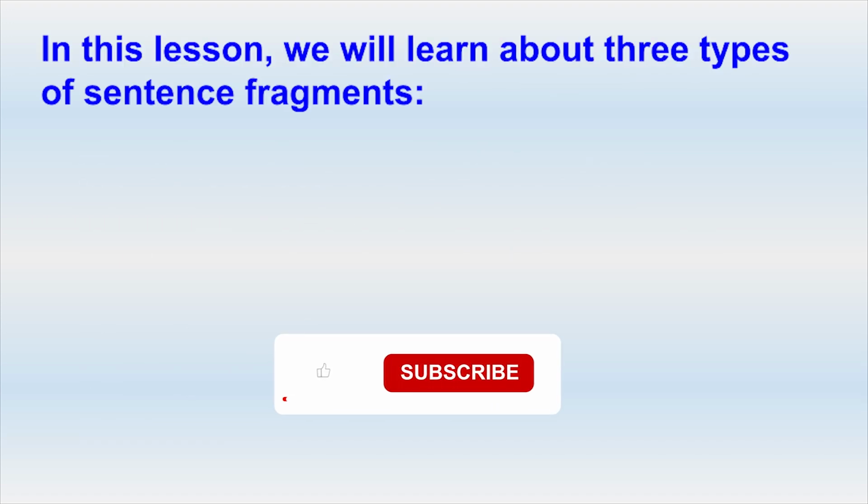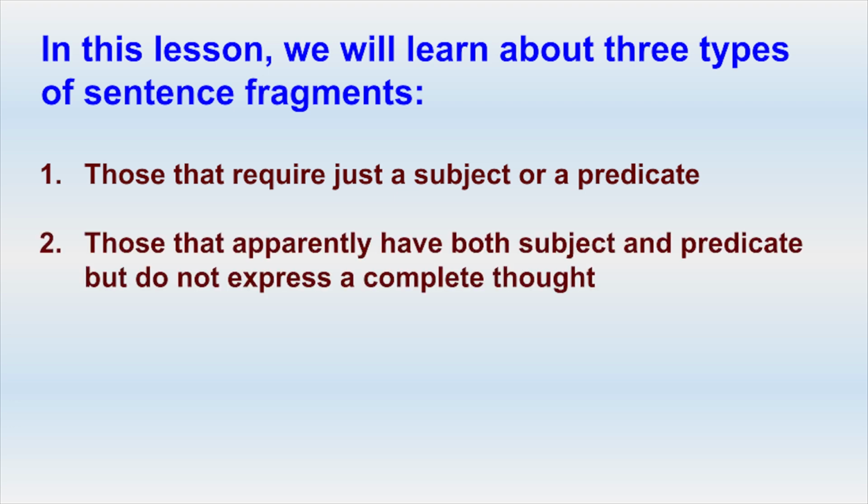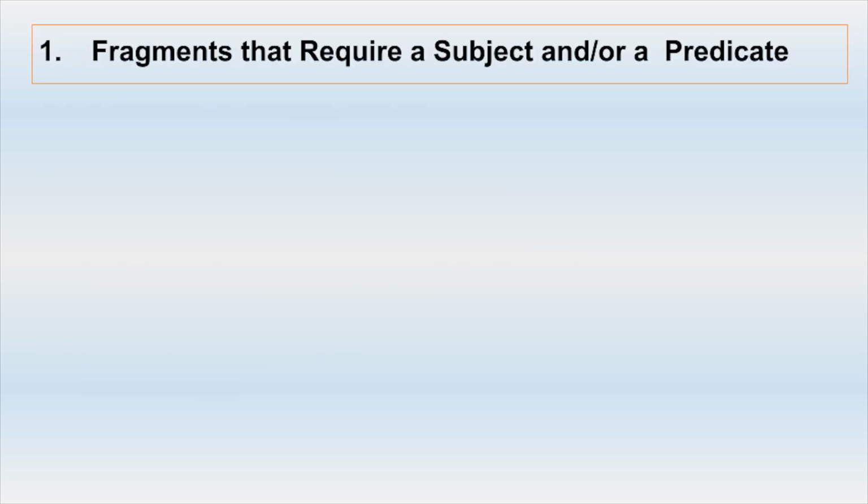In this lesson, we will learn about 3 types of sentence fragments. 1. Those that require just a subject or a predicate. 2. Those that apparently have both subject and predicate but do not express a complete thought. And 3. Those that require an independent clause to complete the thought. Fragments that require a subject and or a predicate.